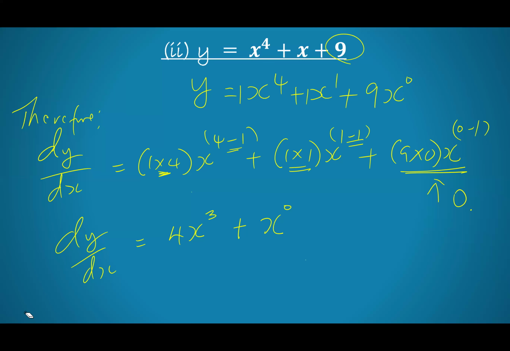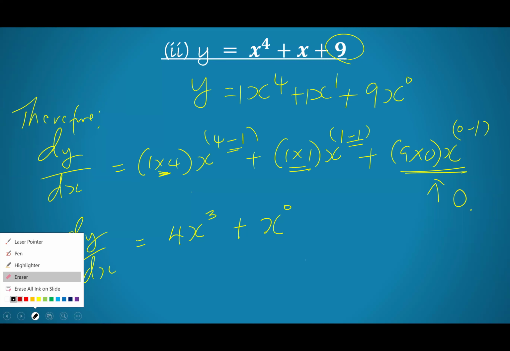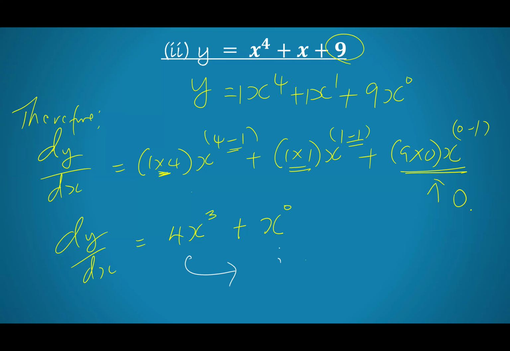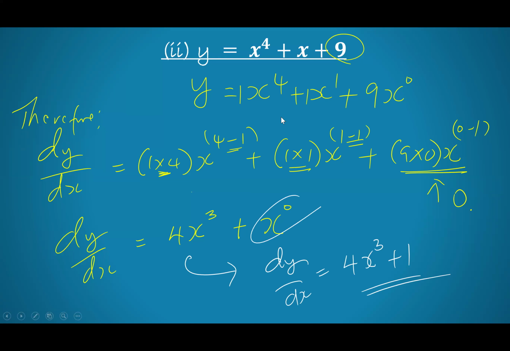So to write this better, any number to the power 0 is 1. We end up with dy/dx equal to 4x to the power 3 plus 1, because this one being to the power 0 is a 1. So we write it as 1. So that is the elaboration.